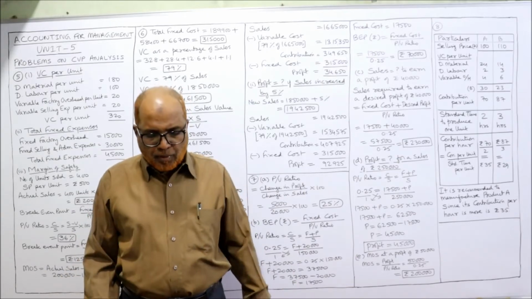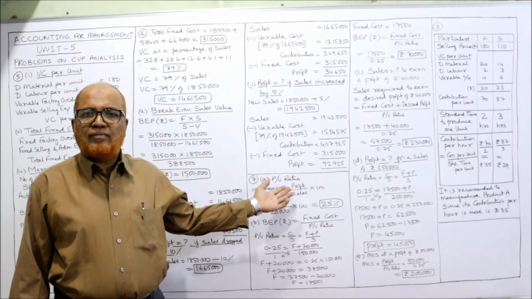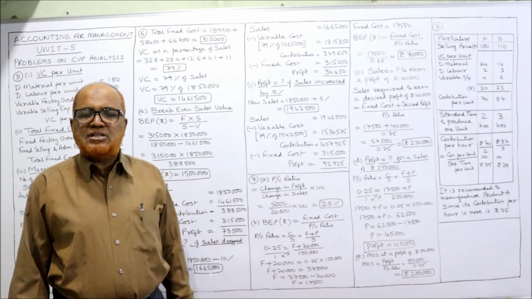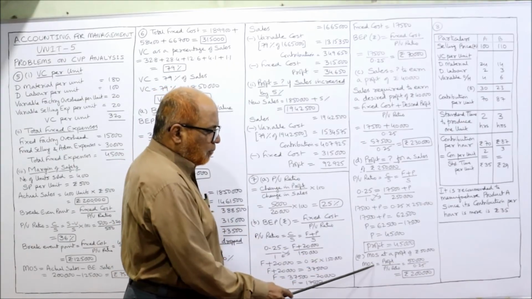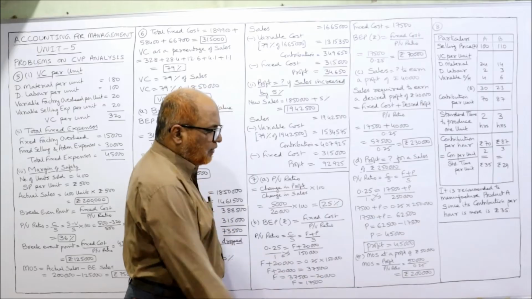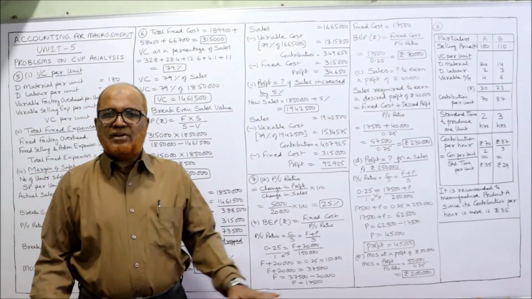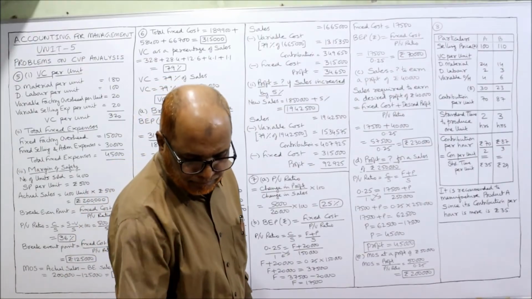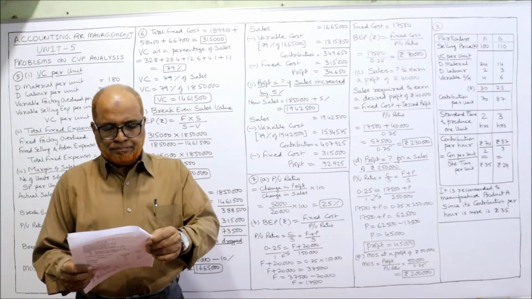In our problem, profit is given and PV ratio already we have. So simply we can substitute and get the answer. MOS at a profit of 50,000. MOS formula, profit by PV ratio. So 50,000 divided by 0.25. 2 lakh rupees is the MOS, margin of safety. That's it. Now, 8th problem.